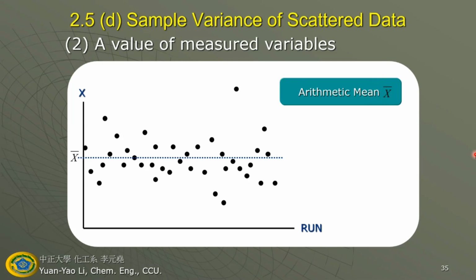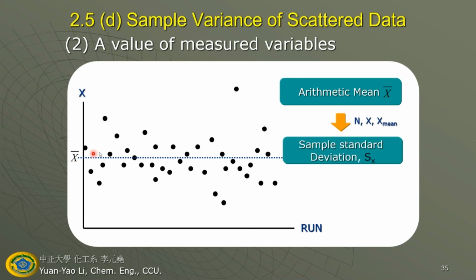Okay, and then you have numbers. N is the number of data points, right? For example, here it is about 50. X is each one, like 67, 70, 90. This is X. And X over bar means the arithmetic mean, right? So you have these numbers, and you can do the calculation of the sample standard deviation.